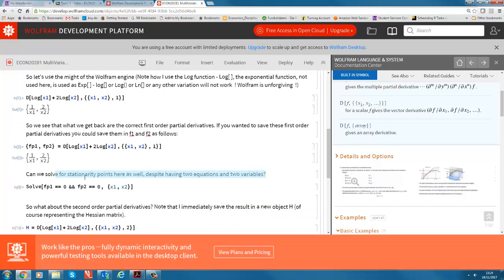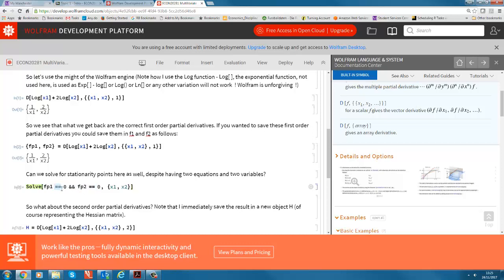Now, of course, once you have the first order partial derivatives in a bivariate problem, you may be interested in finding stationarity points. And you know we get those by setting the first order partial derivatives to 0. So that's what we do here. We use the Solve function to solve a system of equations, or one equation. Here we have a system because we have two first order derivatives, fp1 and fp2, because I saved them here. And we want to set both of them to 0. And this is the way you do it.